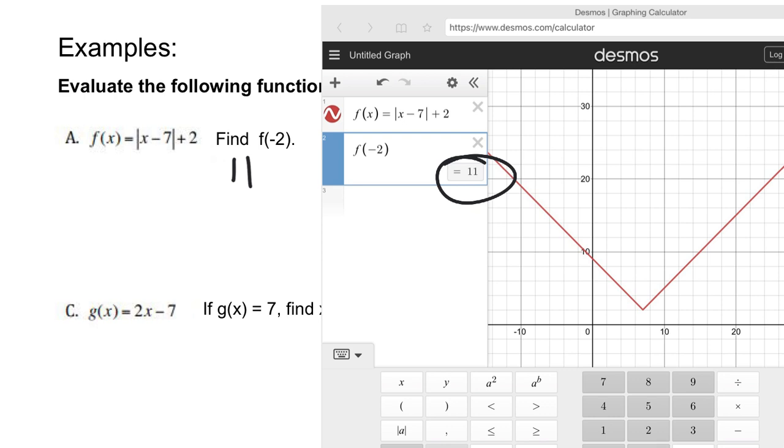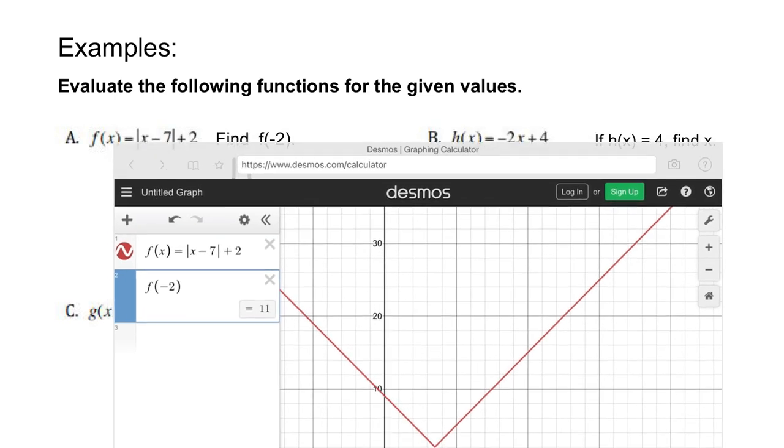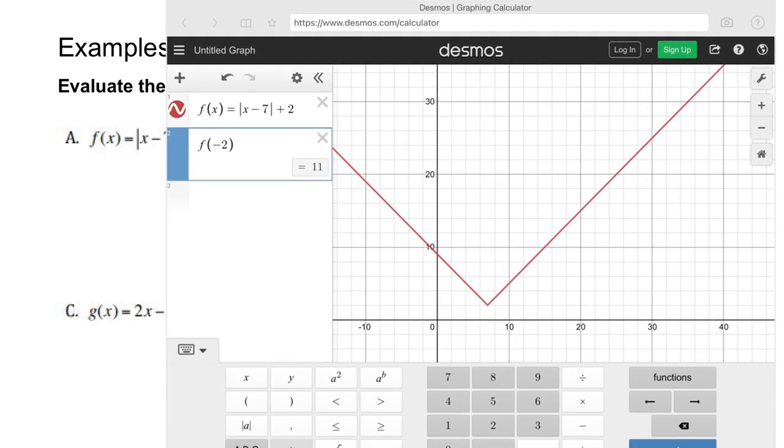Now, if you've got one like this next one, sorry, I got distracted, and we're doing h of x equals negative 2x plus 4, and they tell us what h of x equals, that one's going to graph a little bit differently. Be very similar, but a little different. So let's get that in there. H of x equals negative 2x plus 4.